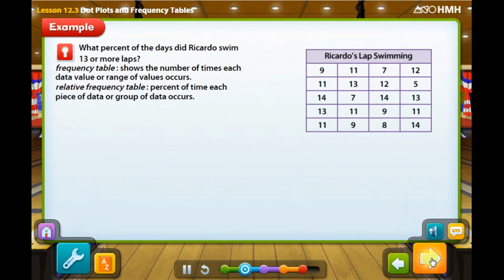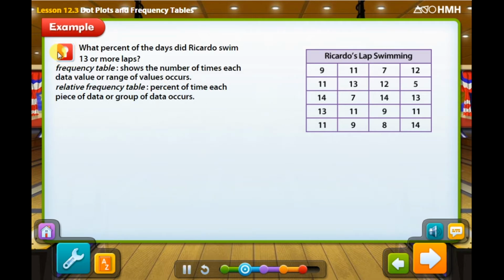The table shows the number of laps Ricardo swam each day. How can you find what percent of the days Ricardo swam 13 or more laps? Let's unlock this problem. If you remember, percent means per 100. This means I want to make a relation between the number of laps and the number of total laps to find the percent. Let's see how we can do it.